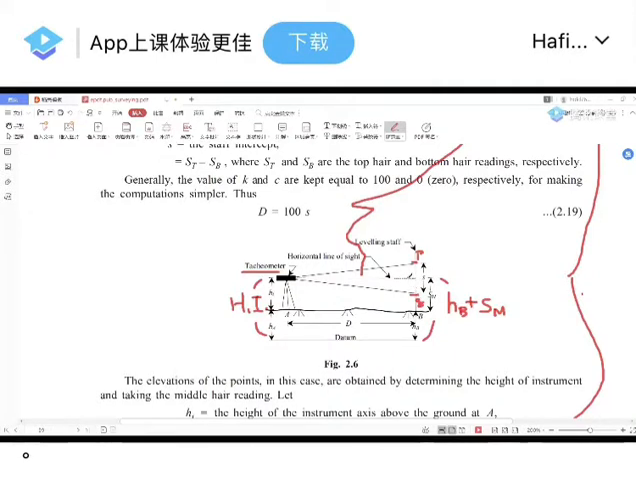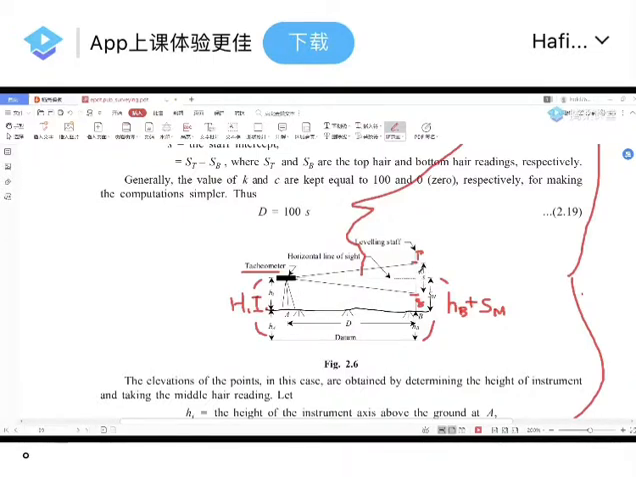So S is also the length of the subtense bar. Last time I asked you guys to do the calculation as well, so it shouldn't be a problem, because the machine itself will tell you the angle between this one, this one, this one. So you get the angle from this machine. And also you can have the length of this one.